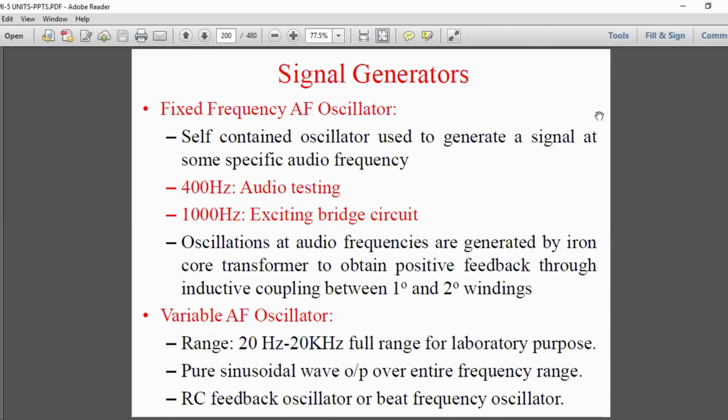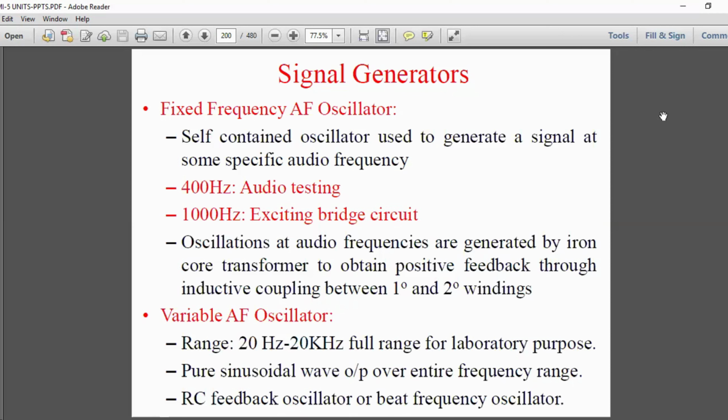And then coming to the fixed frequency AF oscillator, it is represented as a self-contained oscillator, which is used to generate a signal at some specific audio frequencies. For audio testing, it has 400 Hz to 1000 Hz for exciting bridge circuits. The oscillations at the audio frequencies are generated by the iron core transformer to obtain positive feedback through inductive coupling between the primary and then the secondary windings.